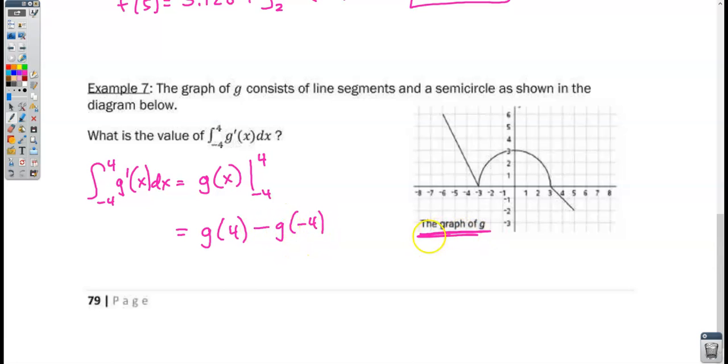And since this is a graph of g, that means I can just read the points directly off of there. When x is 4, y is -1. And when x is -4, y is 2. And so we end up with the value of this integral being -3.